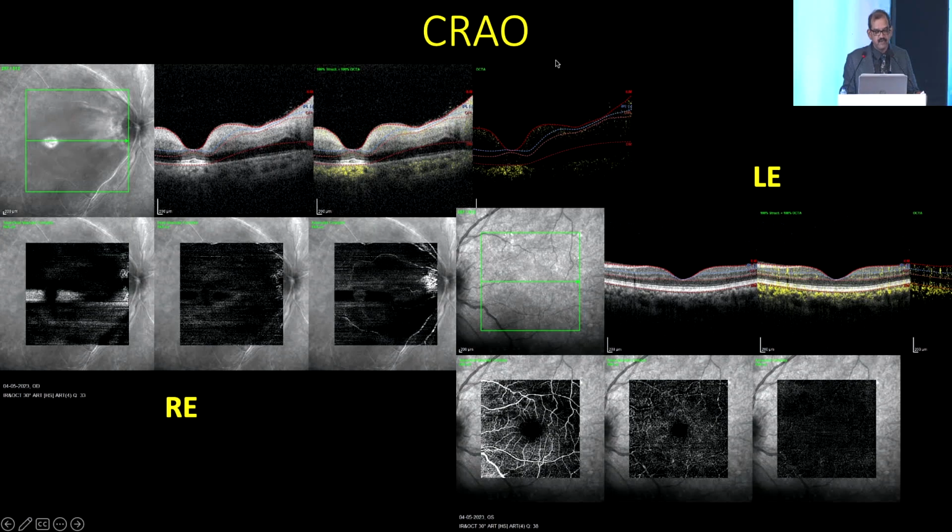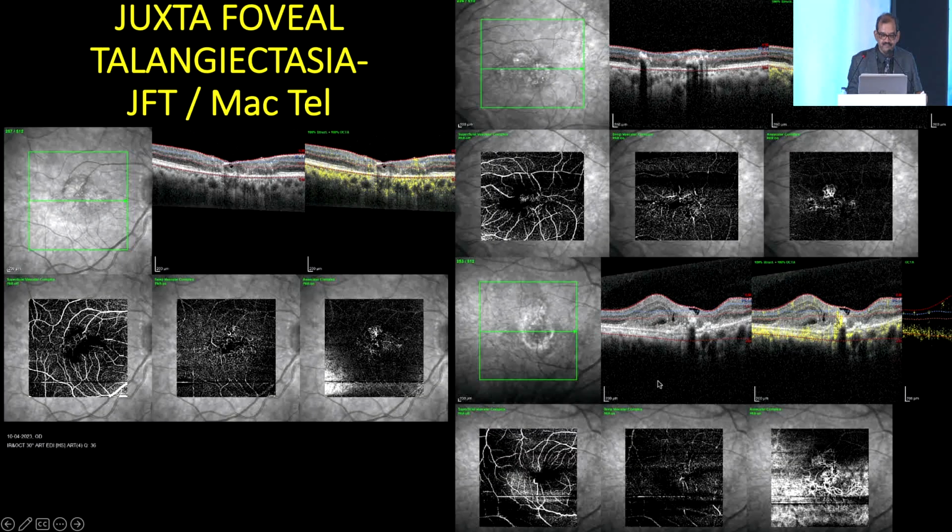This is a patient with central retinal artery occlusion, acute phase. There is no flow here. There is a retinal edema. And on the left side, this is a normal eye.